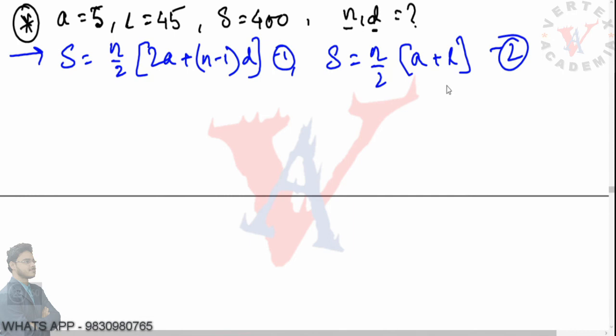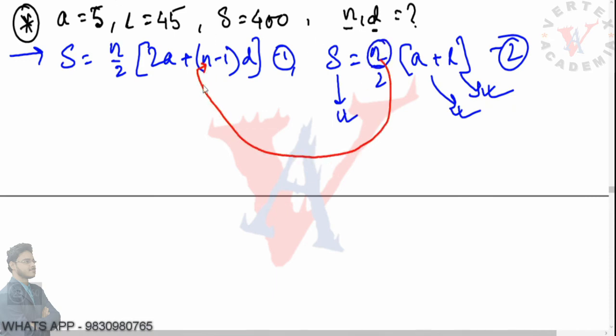In the second equation we know l, we know a, we know S. So we can find n, and put the value of n in the first equation. Then we know n, we know a, we know S. So finally the left variable is D, so we can find D.